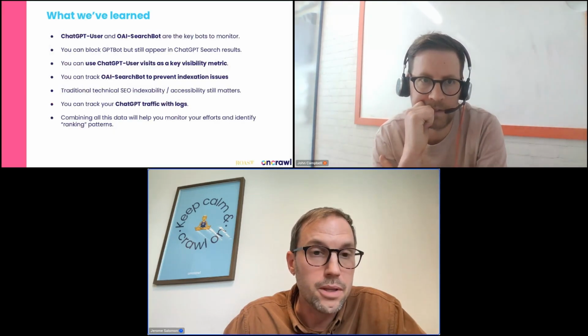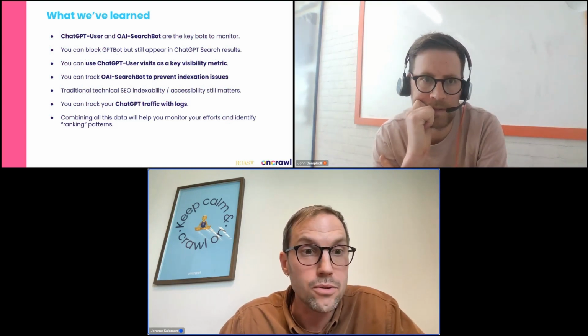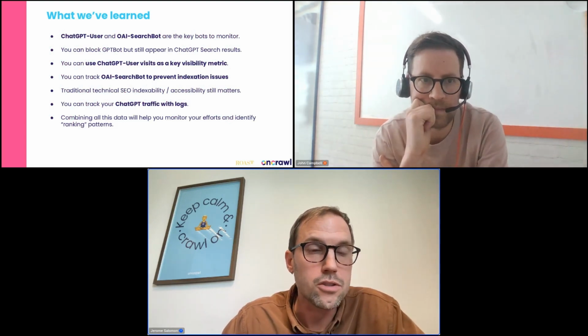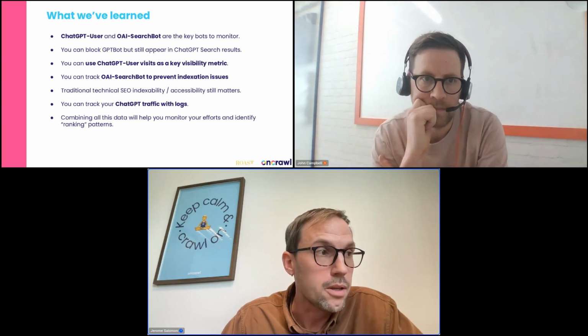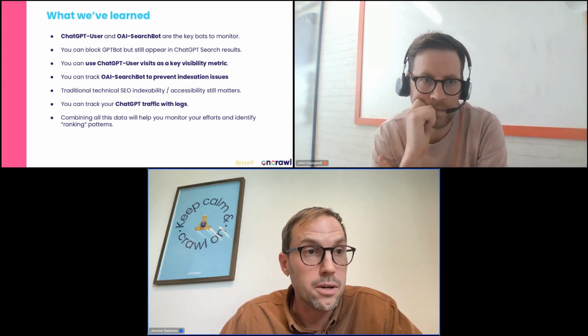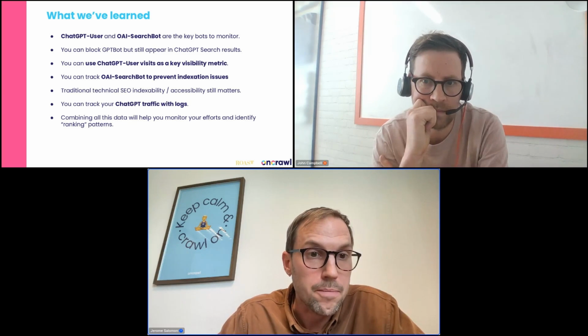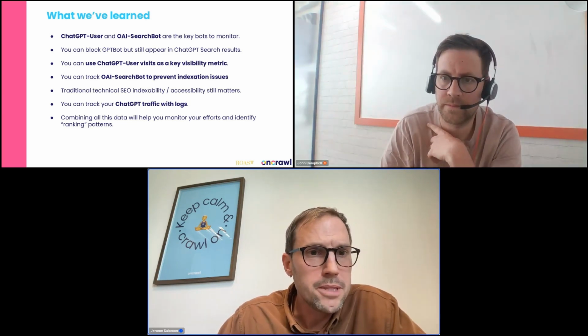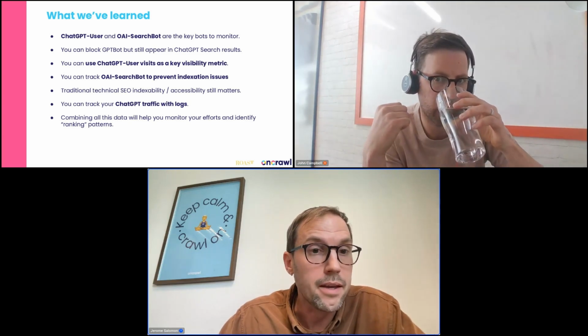So, a quick recap of what we learned last time. The main focus was on the logs and the bots OpenAI is using to feed this search feature in ChatGPT. The two key bots to monitor are ChatGPT-User and OAI-SearchBot. They both tell us a lot about how visible you are in ChatGPT, and how many questions you have that ChatGPT is using to answer users. You can block GPTBot but still appear in ChatGPT search results, since that one is about AI model training.